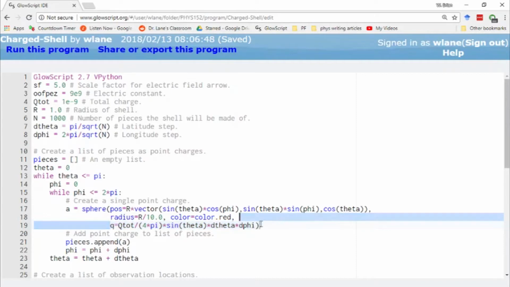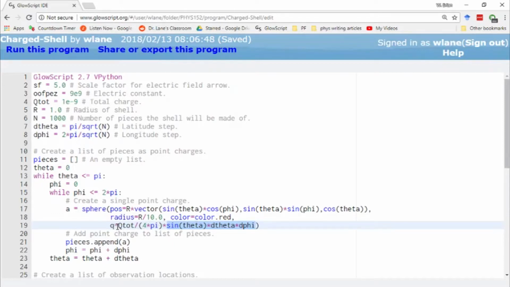What I've done here is I've taken the surface charge density, total charge divided by 4 pi r squared, and multiplied by the area of each of those little sections of latitude and longitude. So that would be r squared sine theta d theta d phi. Now there are no r squareds on here because they've canceled out.